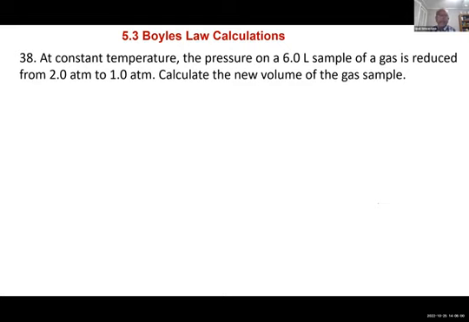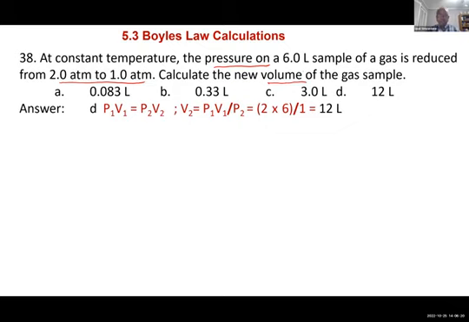Now, this calculation is at constant pressure, constant temperature. Pressure is reduced to, what is the new volume. So that's Boyle's law again. So new volume is V2. You plug in these values of P1, V1 divided by P2, you get 12 liters, which is the answer D.